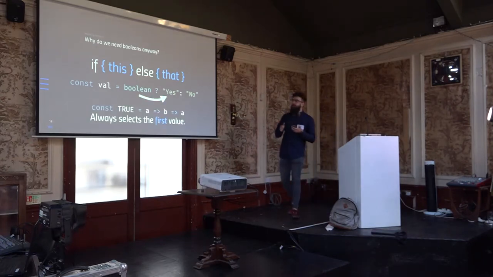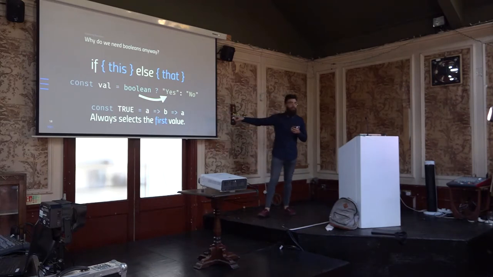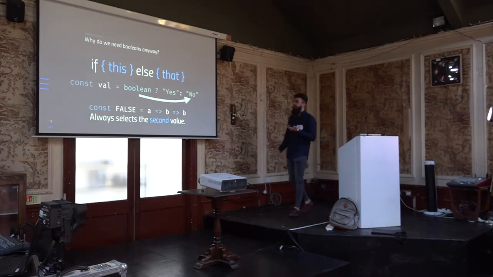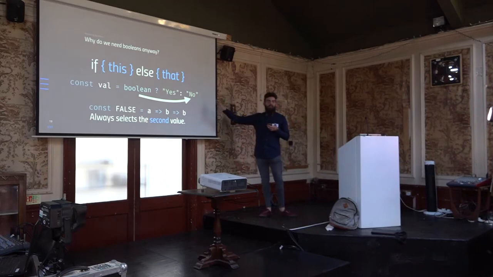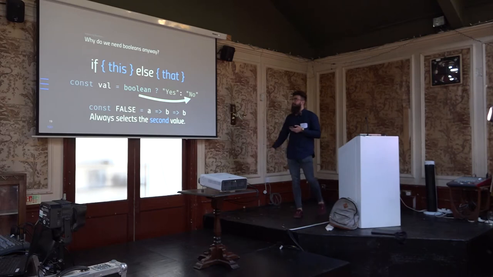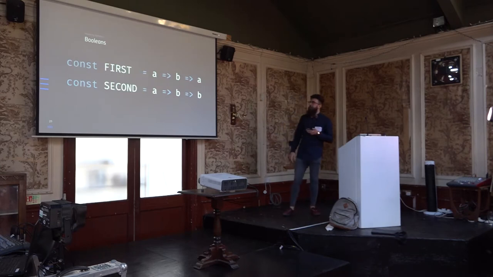So our true value is going to be a function, which takes a and b and just returns a. So it always selects the first value passed to it. And false just does the opposite. So the structure looks quite a lot like a ternary, right? So the function that either returns the first or the second argument. These are true and false, right? You don't need native booleans. You can also call them first and second, because you know that's what they do.